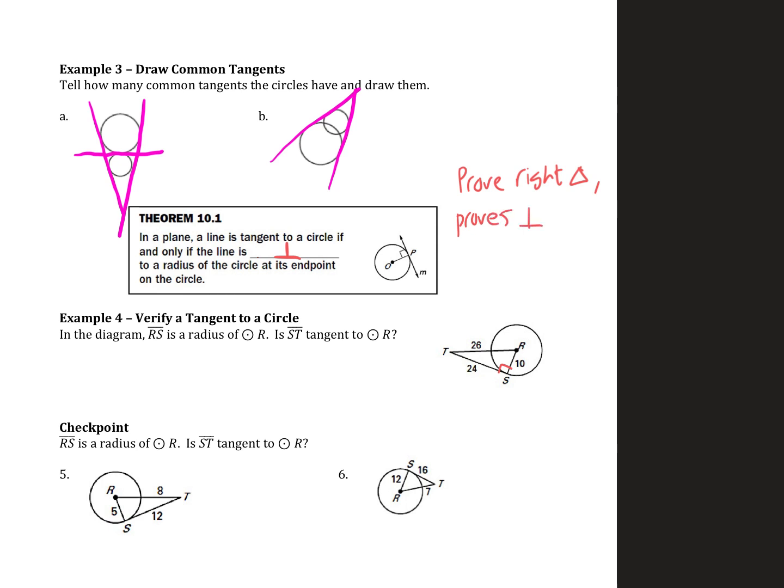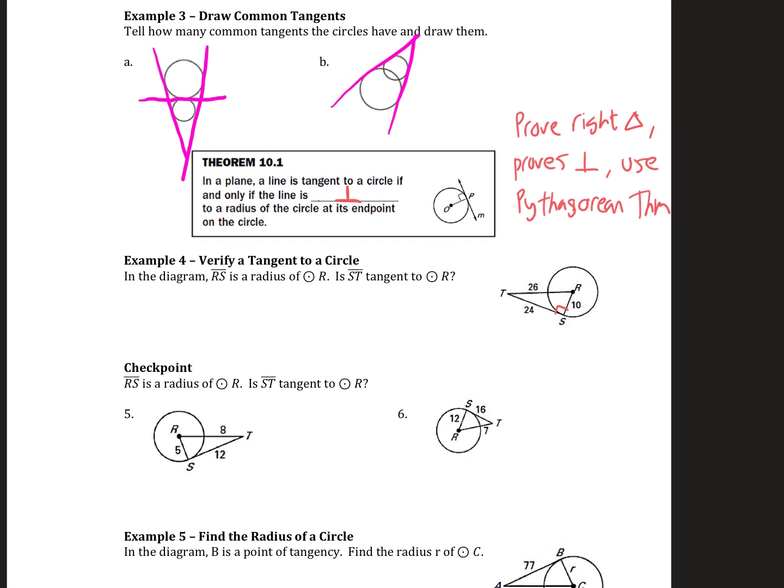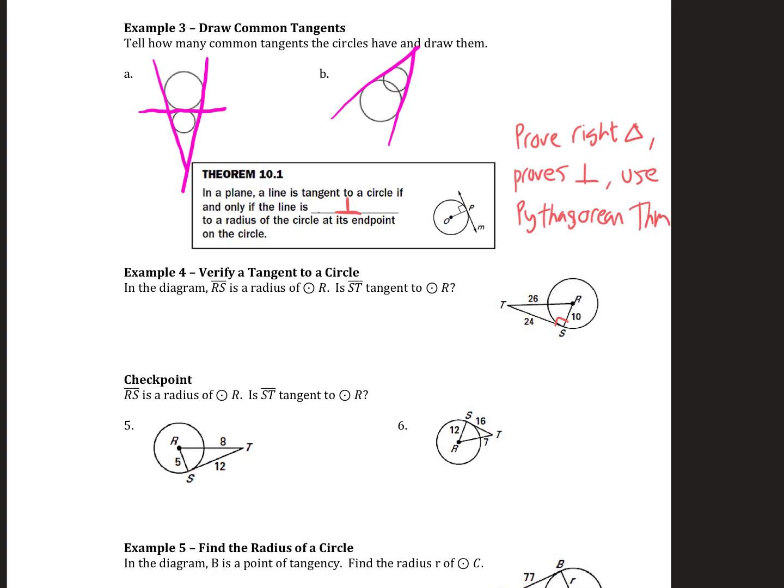Proves perpendicular. And what kind of theorem or tool are we going to use to be able to show that this is a right triangle? What do you guys think? Hopefully you said Pythagorean theorem, because that is the right tool, okay? That is only used for right triangles. If you said something about trig functions, that would also be a good thing, but in this case, we're going to use the Pythagorean theorem, okay?